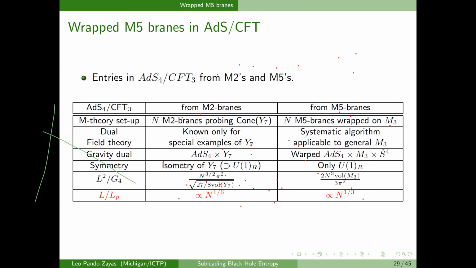So there's another situation where you get AdS4 CFT3. The one that I described, ABJM, is from M2 branes, but there's another description that uses M5 branes. In this table, I summarize the key things. So now I'm considering N M5 branes that wrap some hyperbolic 3-manifold M3. There's a systematic algorithm applicable to this hyperbolic 3-manifold that gives you the field theory dual. Now, the gravity dual of this, instead of being some 7-dimensional Sasaki-Einstein like S7, is going to be a product of the hyperbolic space and some squashed S4. And then you can compute everything.